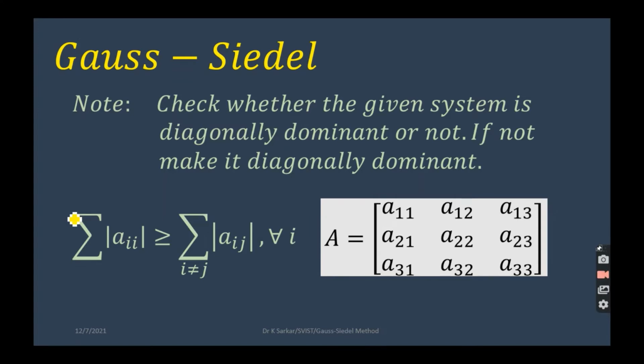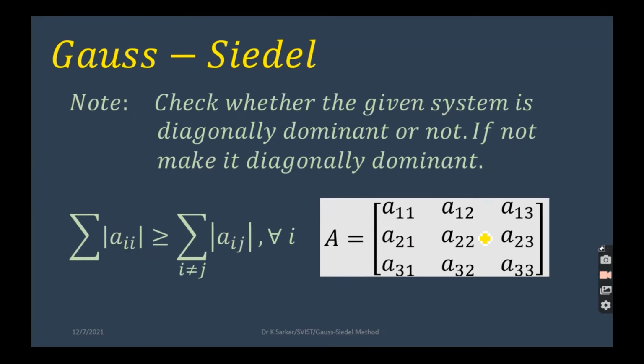The sum of the absolute values of the coefficient terms on the diagonal, that is A11, A22 and A33, should be greater than or equal to the sum of the absolute values of the rest of the coefficient terms in the matrix. So the rest of the terms are A12, A13, A23, A21, A31, A32.